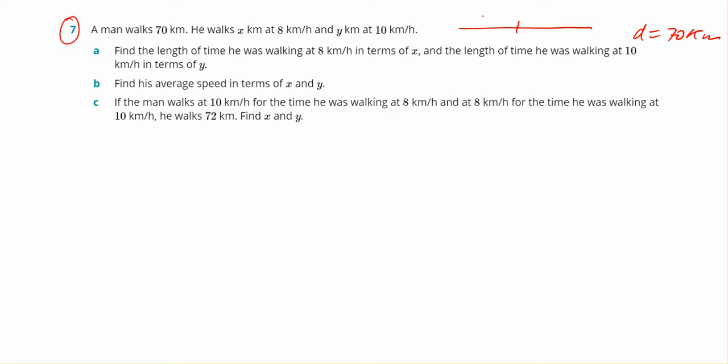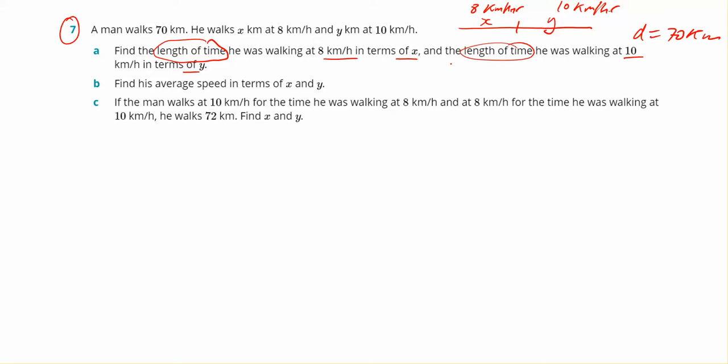The first part is x kilometers long and he's walking at 8 kilometers per hour. The second part is y kilometers long and he's walking at 10 kilometers per hour. So there are two sections. Now find the length of time, that's key, that's what it's asking. Find the length of time he was walking at 8 kilometers per hour in terms of x, and the length of time he was walking at 10 kilometers per hour in terms of y.